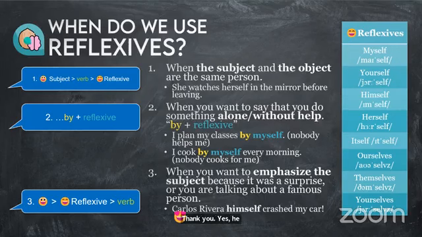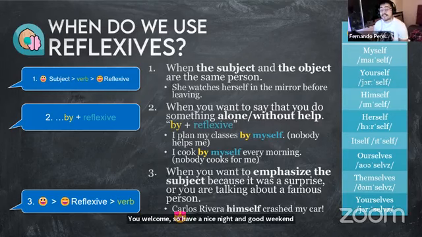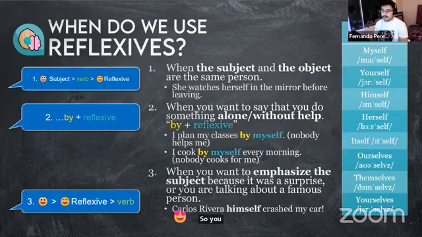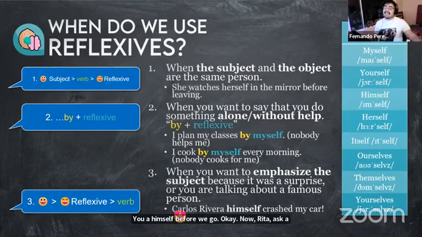Excellent, guys. All right. Let's continue practicing herself, himself, before we go. Okay? Laurita, ask a question to Charlie. But remember, eliminate you and eliminate I. Think about a different person.